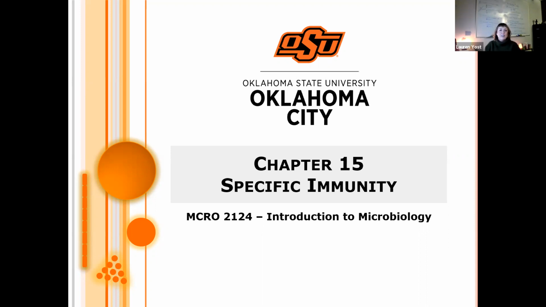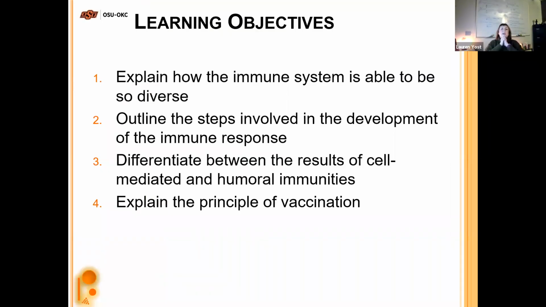Anyways, it can recognize stuff like that, and there are other things as well that will trigger it to start with inflammation and all that stuff. We talked about the complement cascade and everything. But now we're going to get into how to control that very specifically, because you don't always want to just mount general attacks, right? Sometimes you want to be a little bit more specific, especially long-term. So we're going to talk about how the immune system is able to be diverse, outline the steps involved in the development of the immune system itself, differentiate between the results of cell-mediated and humoral immunities, and then explain the principle of vaccination and how it works in our benefit.